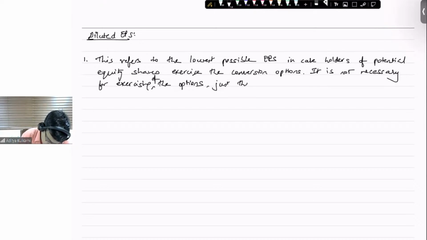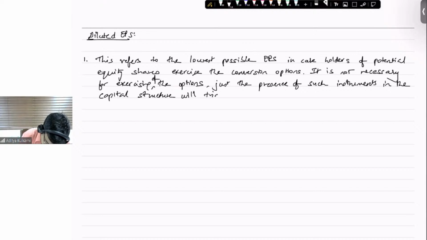Just the presence of such instruments in the capital structure will trigger the diluted EPS calculations.